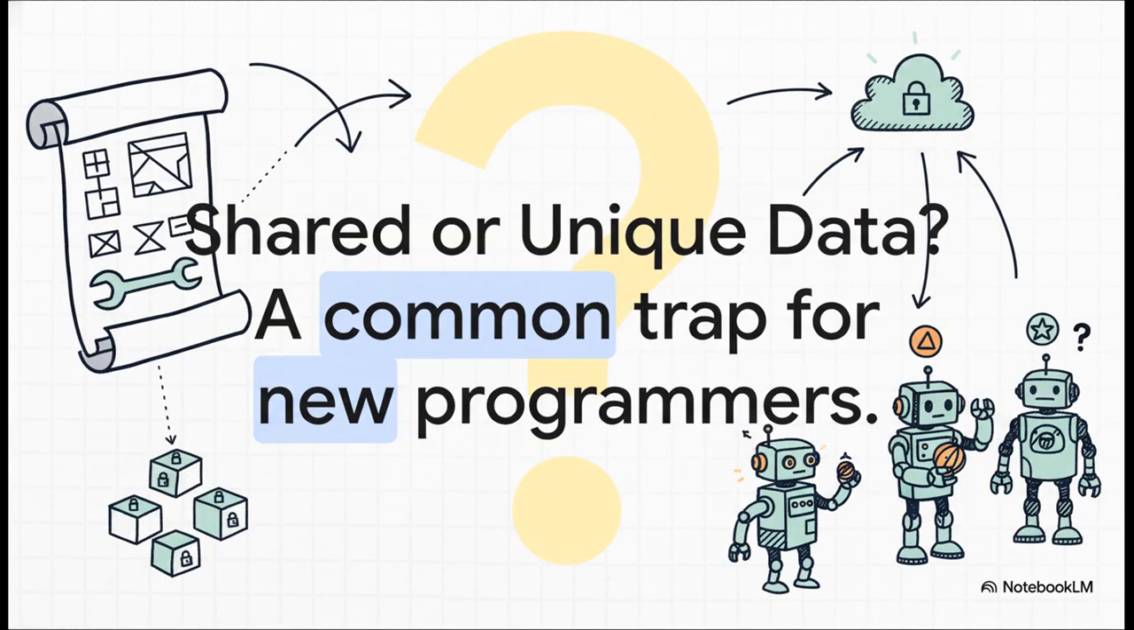Okay, this next point is absolutely crucial. It's a trap that trips up so many developers when they're first starting out. The question is, when you define a piece of data, an attribute, does it belong to the blueprint itself and get shared by all the objects, or does it belong to each individual object you create? Because the answer to that has some pretty big consequences.